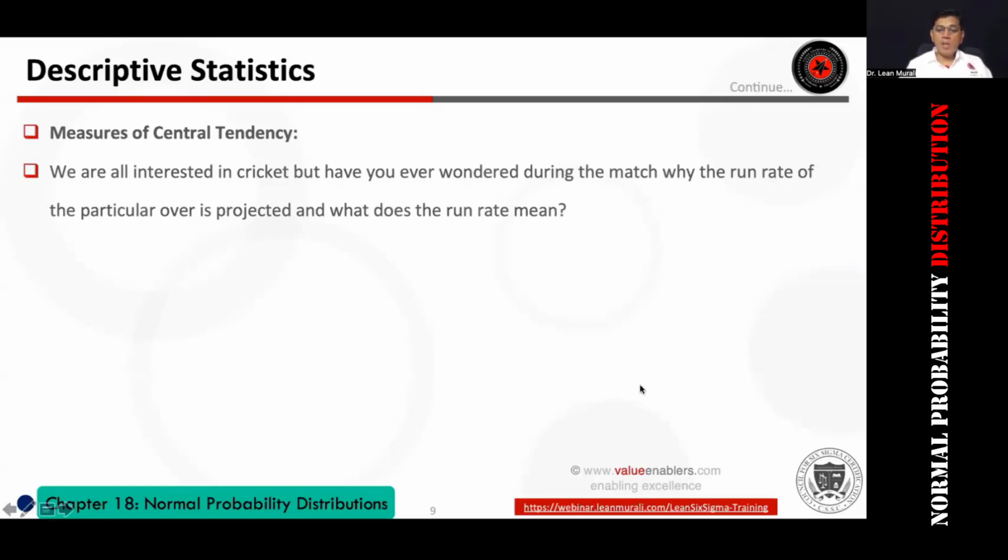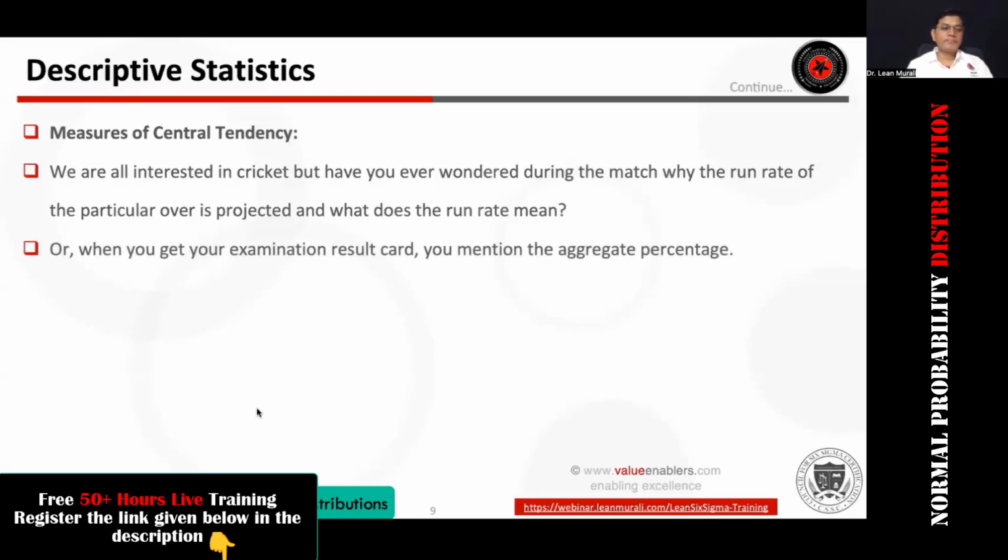We are interested in cricket, but have you ever wondered during the match why the run rate of a particular over is projected? What does the run rate mean? Anybody can share your thoughts. Suppose you say the current run rate is 4.7. It's an average. Correct. Runs per over. Excellent. It's not variation from actual. It is average.